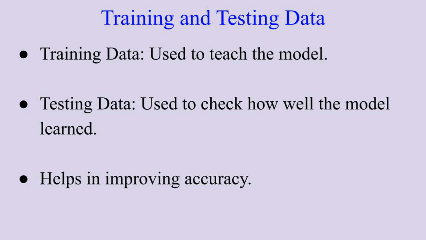When we build an AI model, we don't use all data for training. We keep a portion aside to test whether the model really learned the pattern. This process is called splitting data into training and testing sets.